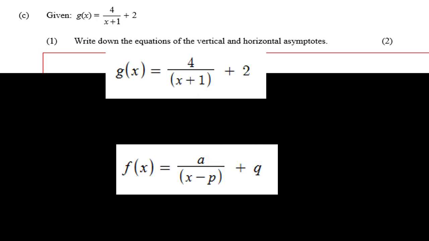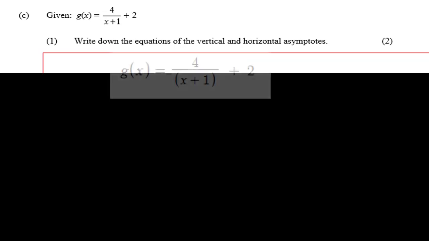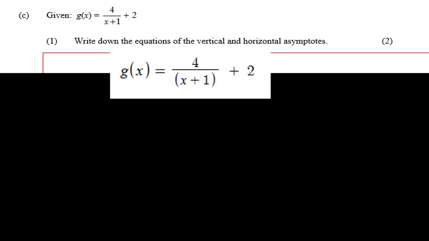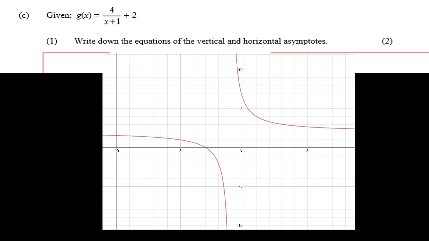Now we can check that. In our particular case, that means then that p equals minus 1 and q equals 2. And we can check this by drawing the graph. A gives us the shape of the quadrant of the graph. And when A is positive, the graph is in the first and the third quadrant.